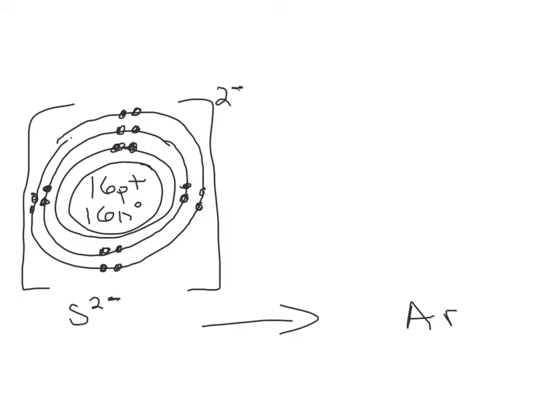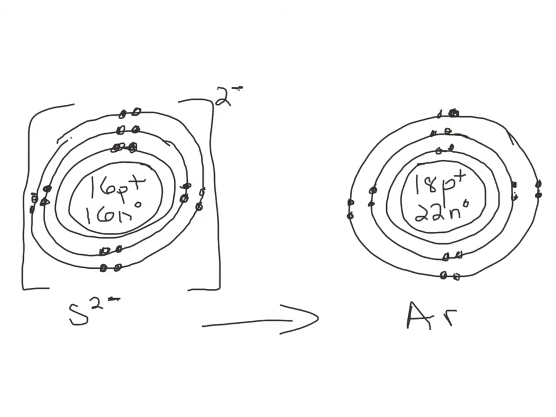So let's draw the Bohr-Rutherford diagram for argon. So the Bohr-Rutherford diagram for the argon noble gas is right here. Again, it's number 18, so that's the number of protons. It's also the number of electrons. This is neutral because the electron number and proton number are equal. Now this is the same electron arrangement as the sulfide ion. So the sulfide ion is trying to have the same electron arrangement as the closest noble gas. And in this case, it's argon.